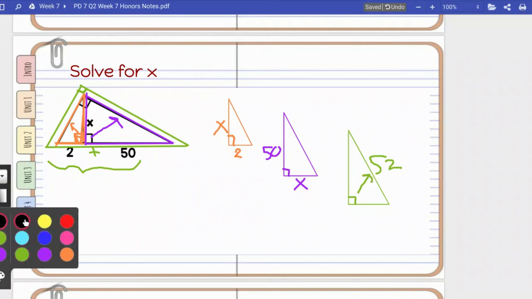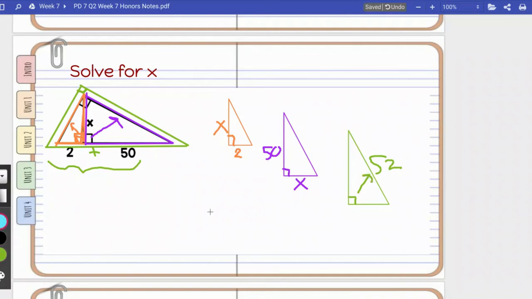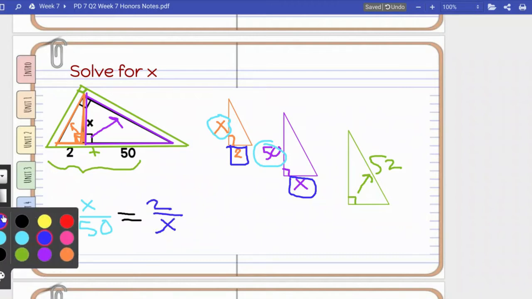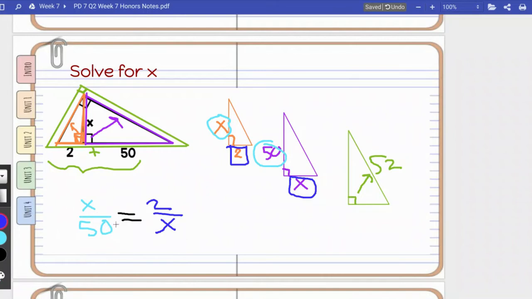I look at which 2 triangles have something in common. The first 2 triangles both have X, so I'm going to use the first 2 triangles to set up a proportion. My proportion is going to be x over 50 because I'm going to take the two long legs, set up a ratio, and set that equal to my two short legs, set up as a ratio. So I just made my proportion x over 50 equals 2 over x. And if I look, the x's are diagonal from each other. So that's really important when you're doing geometric mean: x represents the geometric mean between 2 and 50.